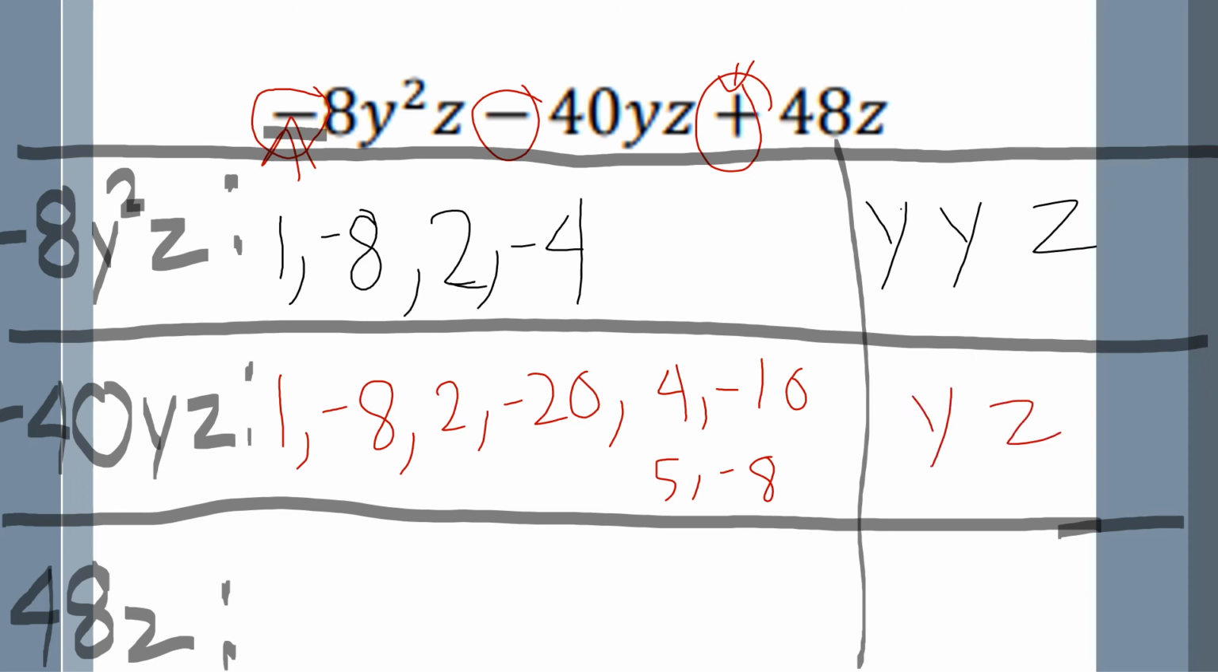Okay, let's do 48. Now, 48 is positive, but I told you that each of these is going to have a negative number in common. But here, this is positive. So for a positive to happen, you have to multiply by two negatives. So let's do it. -1 times -48.